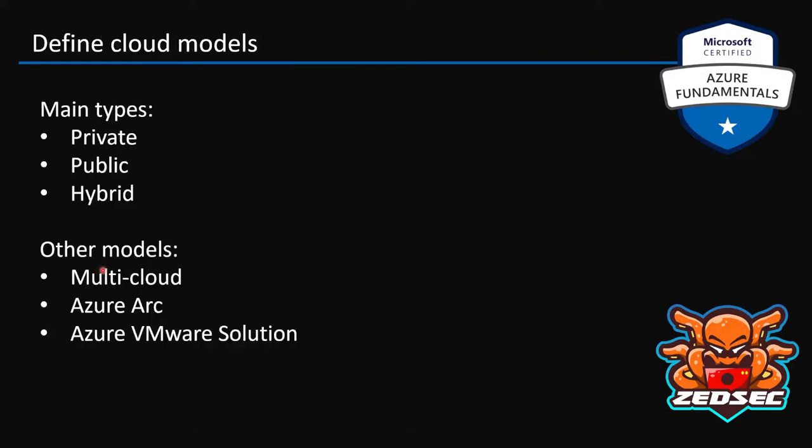So there are three main cloud models. There's a private cloud, which is basically managing your own data center, right? Private cloud is just a fancy way of saying you've got your own data center. You spin up your own servers, you spin up VMs on those servers, you manage your networks, you manage your power, your cooling, all of that.